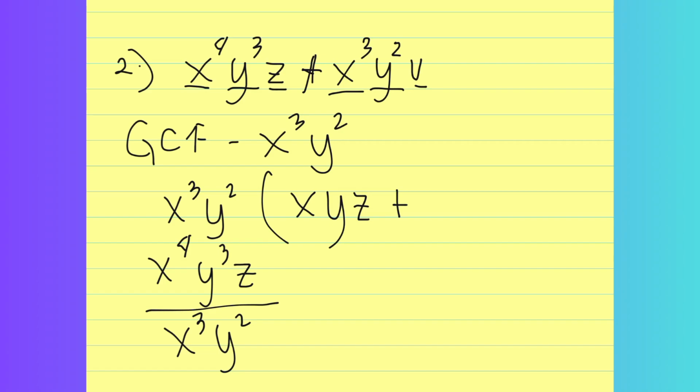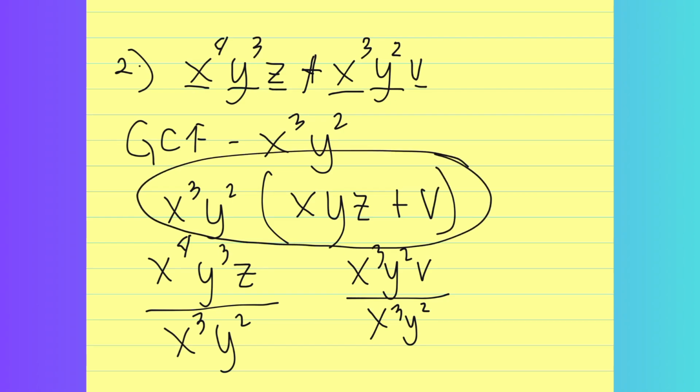Then again, divide the second term by our greatest common factor. So x cubed y squared v divided by x cubed y squared. Now, x cubed divided by x cubed is 1. y squared divided by y squared is 1. And there's only a v. So therefore, this is now the factor of our given polynomial x raised to 4 y cubed z plus x cubed y squared v.